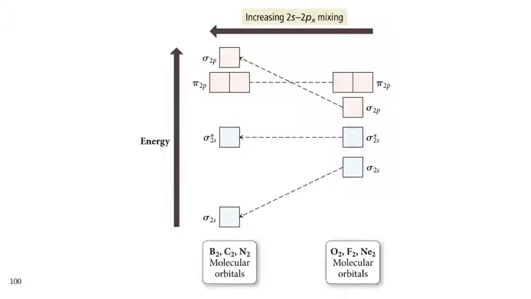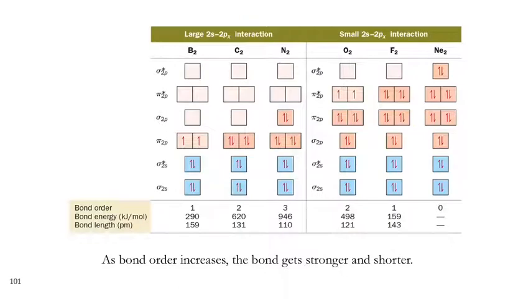So why does this happen? Here's oxygen, fluorine, and neon, and this is the normal business. What happens with the boron, carbon, and nitrogen is that we get increased mixing of these, and that messes stuff up. So we probably don't want to dwell on the why. I think it's fine to just say, oh, it's because. Because is a great reason sometimes.